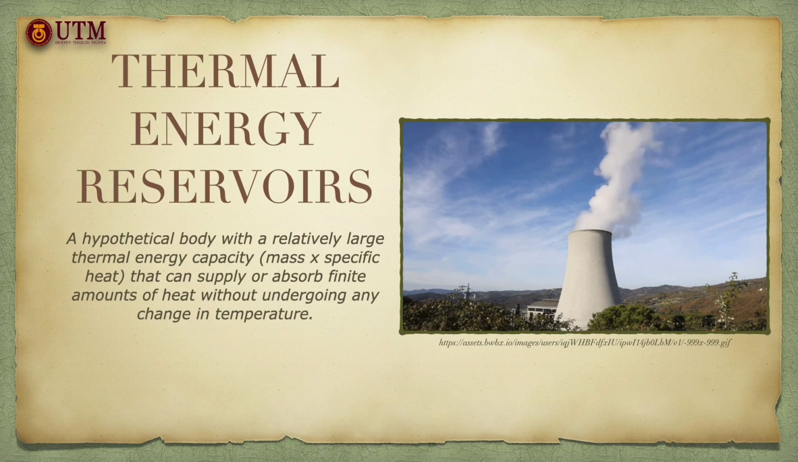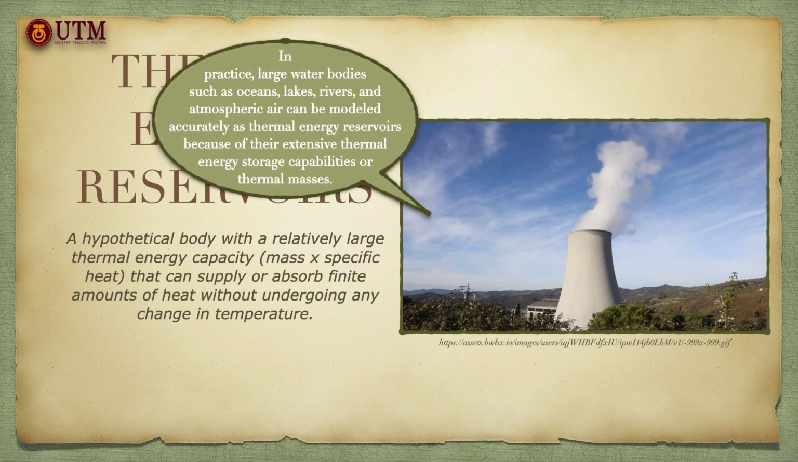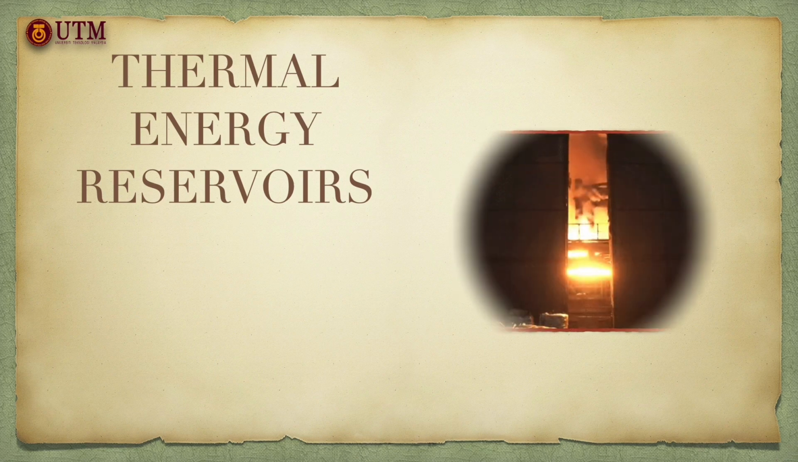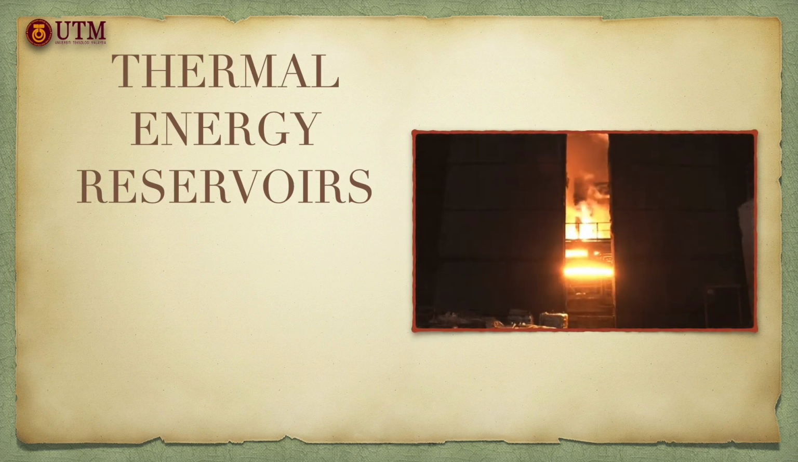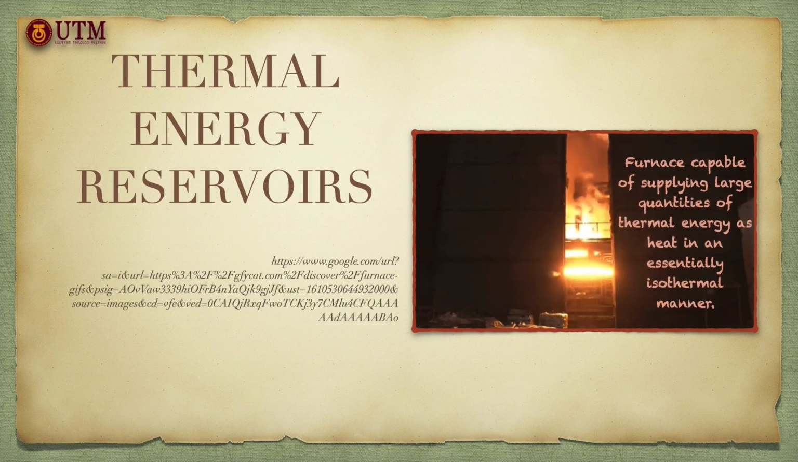In practice, large water bodies such as oceans, lakes, rivers, and atmospheric air can be modeled accurately as thermal energy reservoirs because of their extensive thermal energy storage capabilities or thermal masses. Another familiar example of a thermal energy reservoir is the industrial furnace. Most furnace temperatures are carefully controlled, and they are capable of supplying large quantities of thermal energy as heat in an essentially isothermal manner. Therefore, they can be modeled as reservoirs.